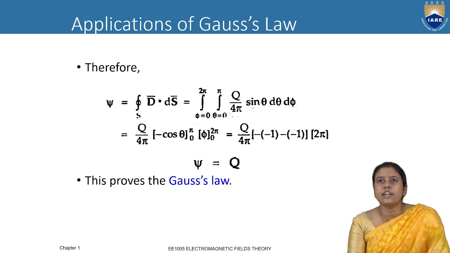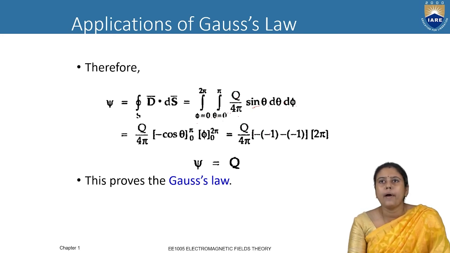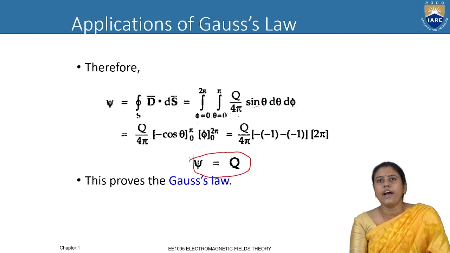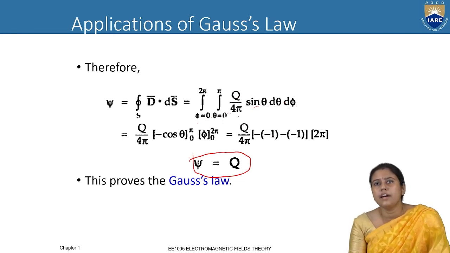What is the integration of sin theta? Sin theta integration is equal to minus cos theta from 0 to pi. Integration of d phi is phi, from 0 to 2 pi. So Q by 4 pi is equal to minus of minus 1 into 2 pi, and we can write psi is equal to Q, and this is the proof of Gauss law for the point charge.